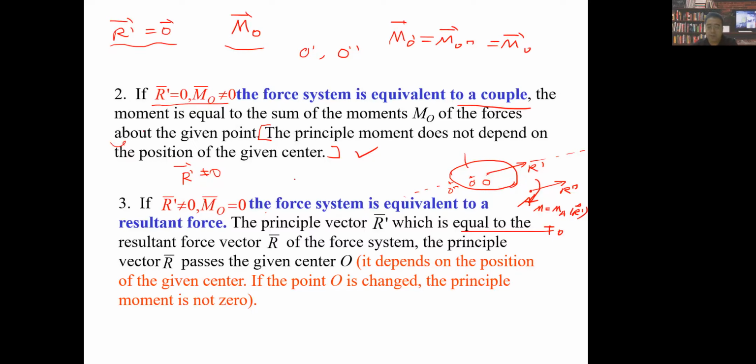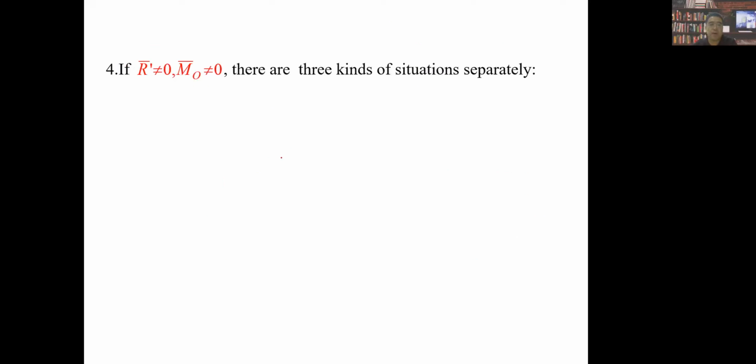So we'll continue to talk about that. This one is actually a very general result. After the reduction, we find R prime does not equal zero and MO does not equal zero. So there are three kinds of situations separately.